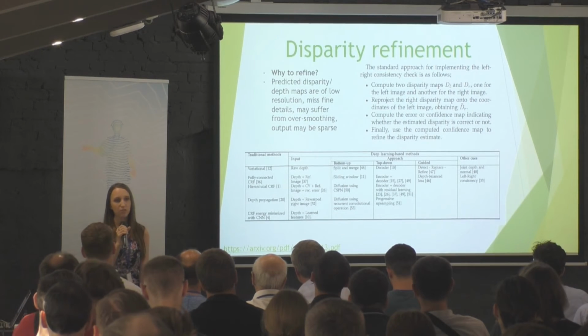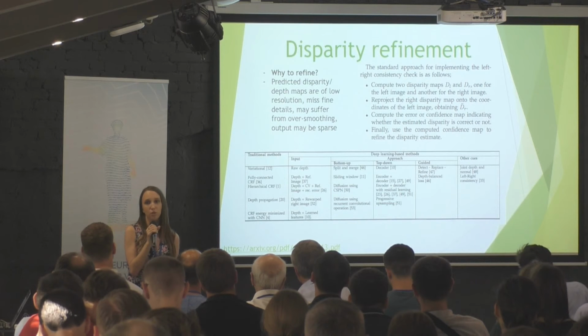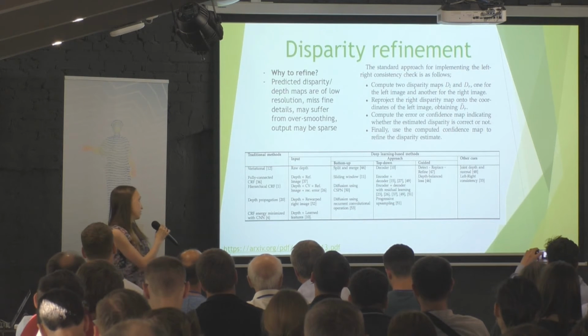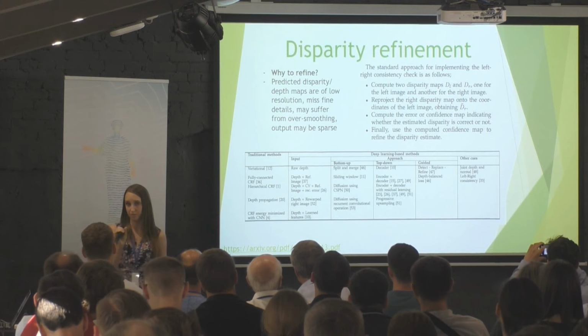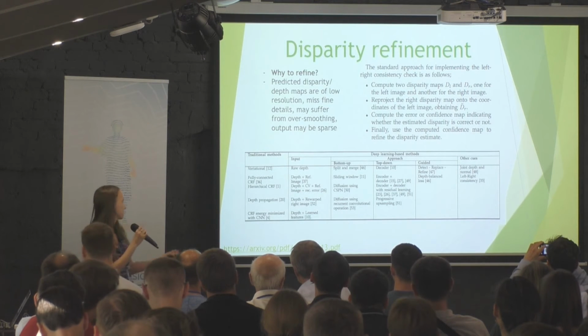We need this because our disparity maps might be sparse, they might be obtained on lower resolution, or they have some other issues. There are really multiple methods to do this. I won't cover them, but you can read about them afterwards in the slides.